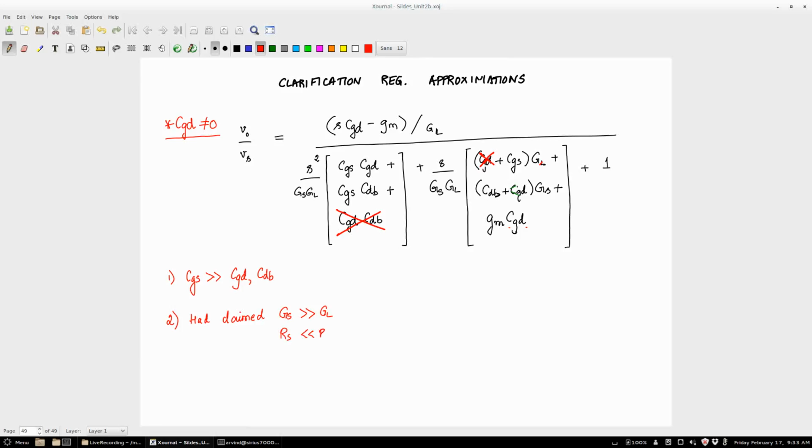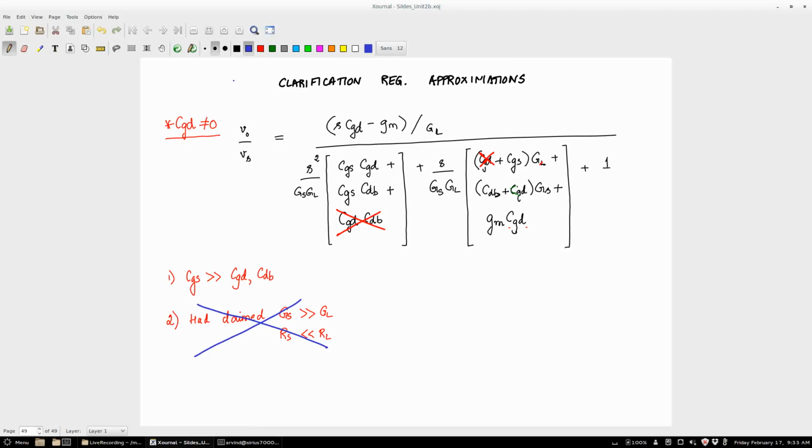The next approximation, which I somehow thought was the right way to do it, but we got caught. I claimed that you can take GS much greater than GL. Ordinarily your RS is much less than RL. Okay, so now I am going to change my words. I am going to say that for this approximation, let us not do this.